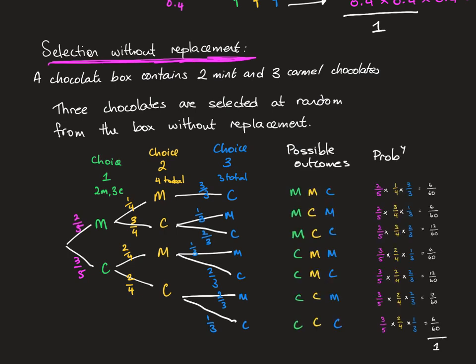So to work out the probabilities, you use exactly the same process, work out what your outcomes are, and then multiply along the branches to make each probability. At the end, the probabilities should all sum to 1.